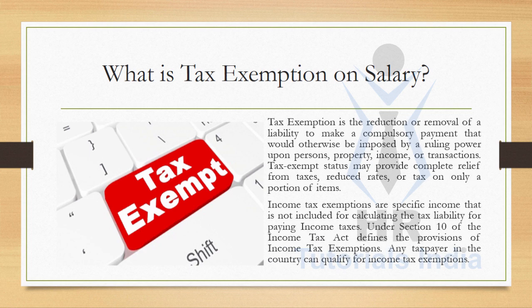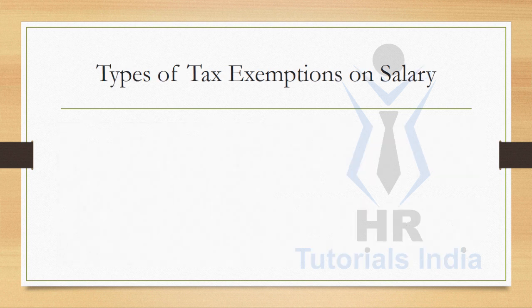Income tax exemptions are specific income that is not included for calculating the liability for paying income taxes. Section 10 of the Income Tax Act defines the provisions of income tax exemptions, and any taxpayer in the country can qualify for income tax exemptions. Hence, income tax exemptions are specific income not included for calculating the tax liability for paying income taxes. Types of income tax exemptions on salary.